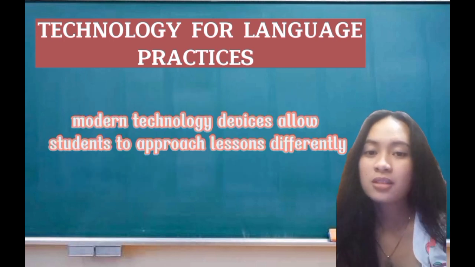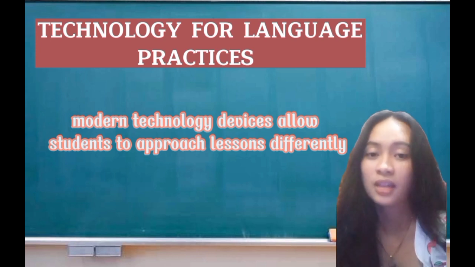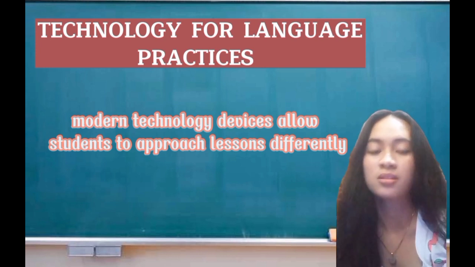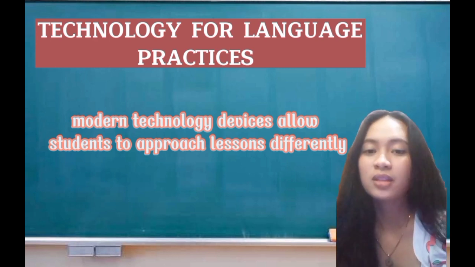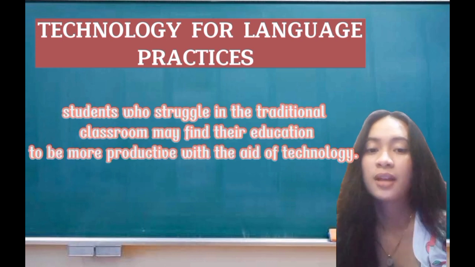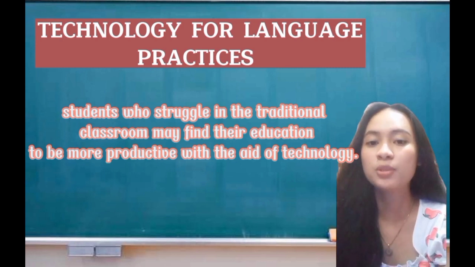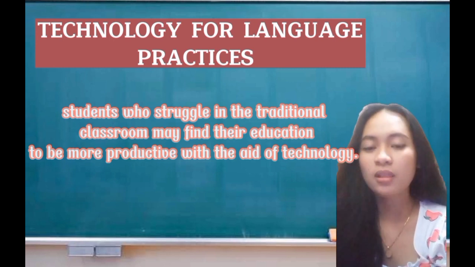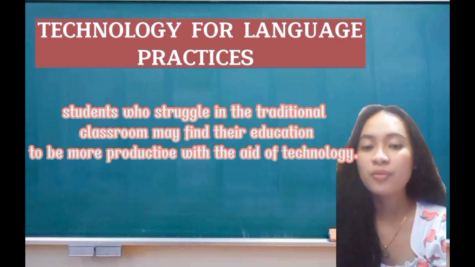Modern technology devices such as computers, tablets, software, and games allow students to approach lessons differently. These devices cater to a variety of learning styles and abilities. Students who struggle in the traditional classroom may find their education to be more productive with the aid of technology. For example, a student can read along while listening to an audio version of a text on a tablet. A student with dyslexia may benefit from text-audio matching exercises, or a child who has difficulty holding a pencil may find typing on a computer or tablet to be an easier alternative.